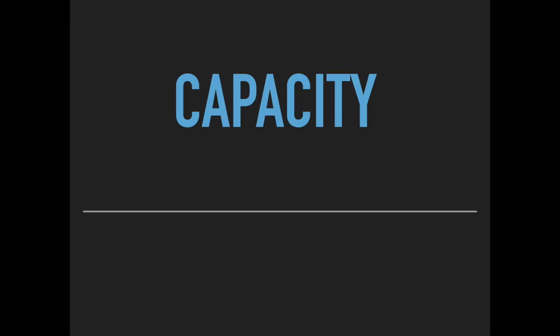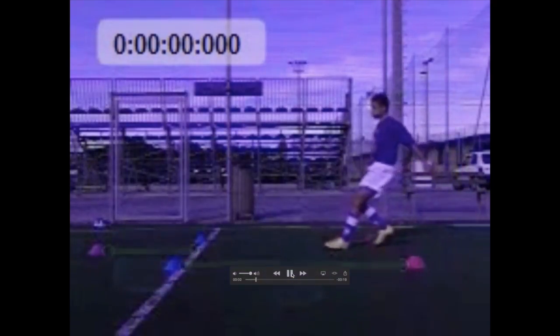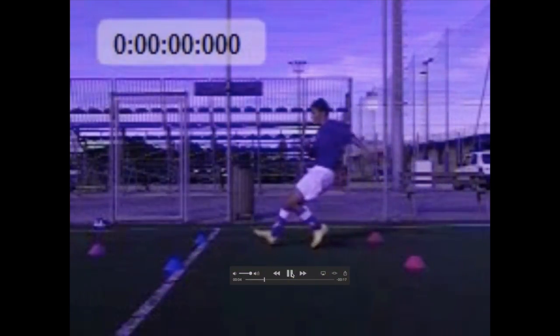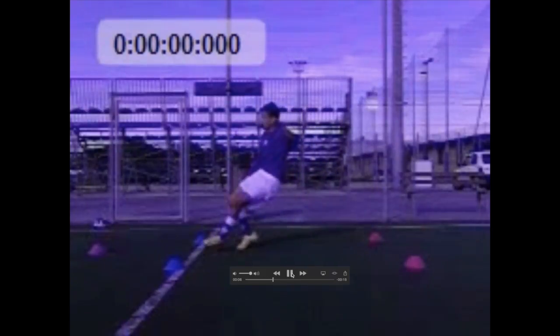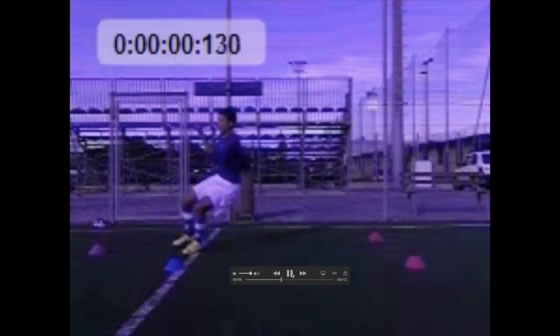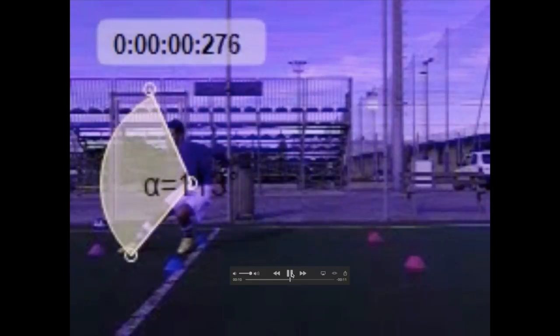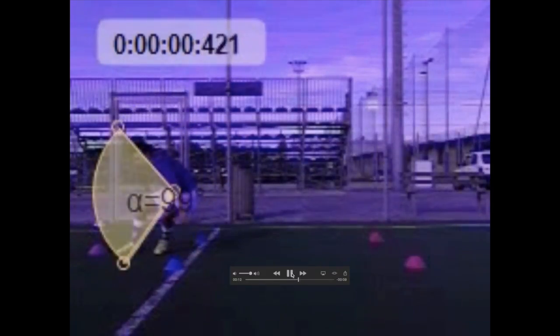Now we are going to analyze two CODs, where it's possible to see how a lack of capacity affects the output. In the next videos, two athletes were required to perform a COD in 1 meter. In this video, the athlete shows a difficulty to maintain a vertical position of his core. He spent about 7/10 to perform the COD.